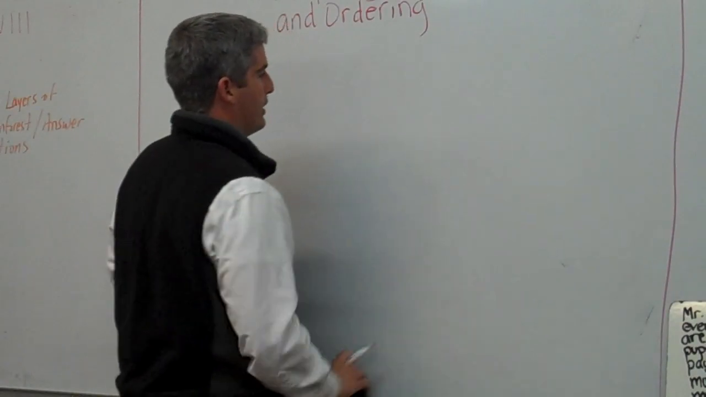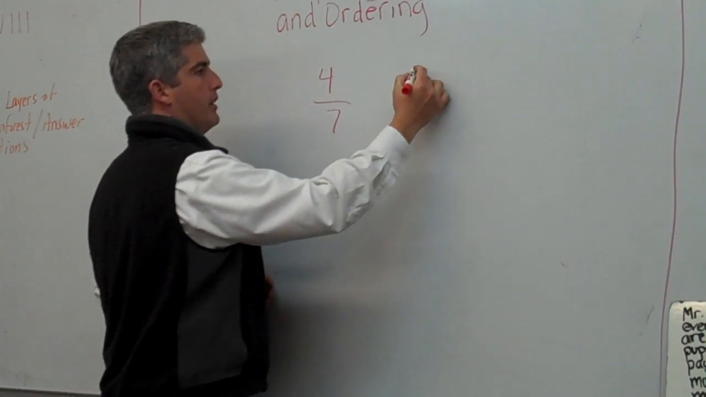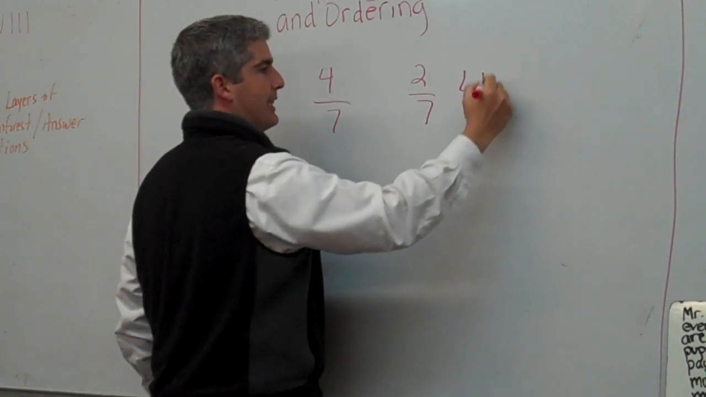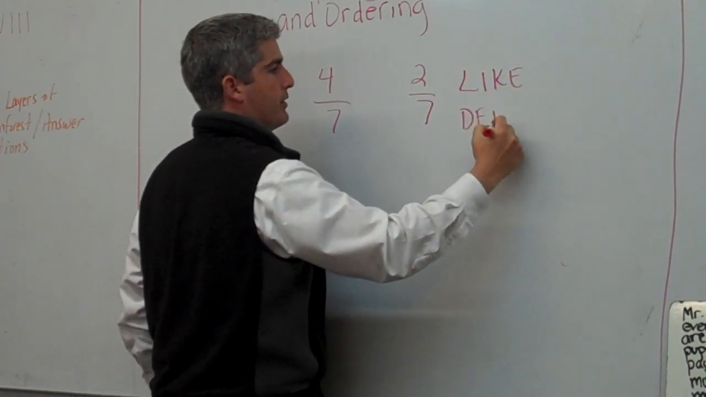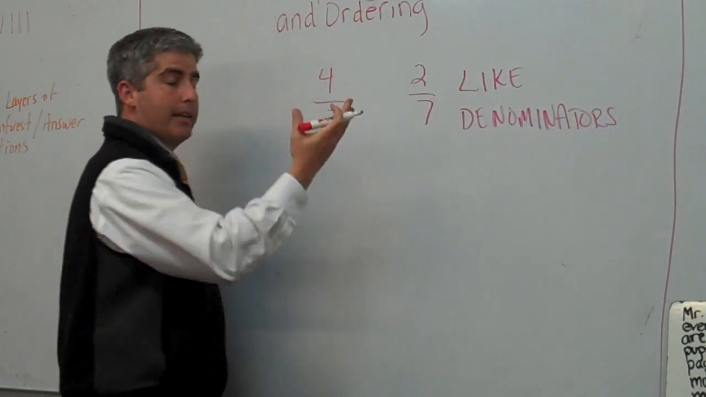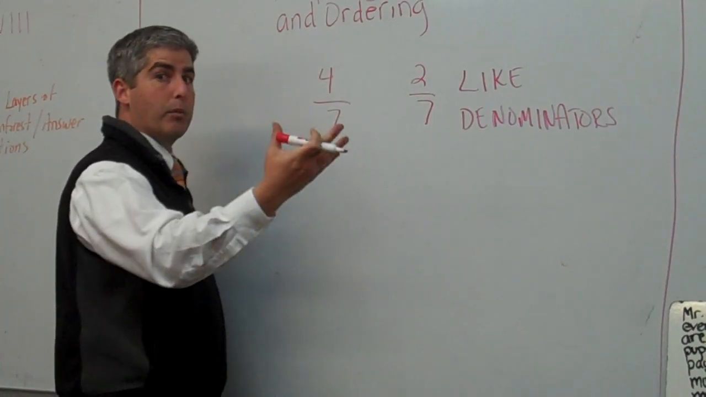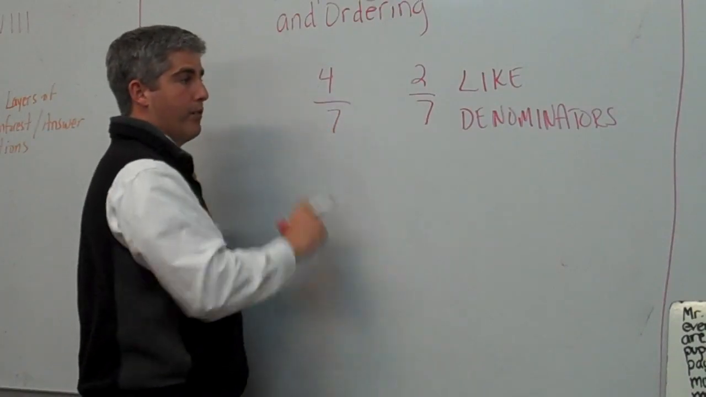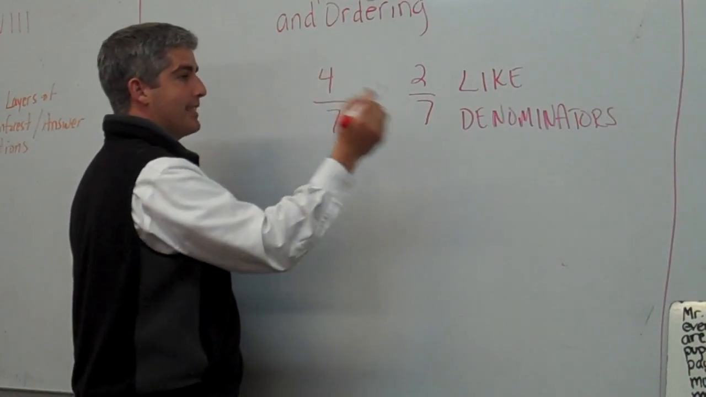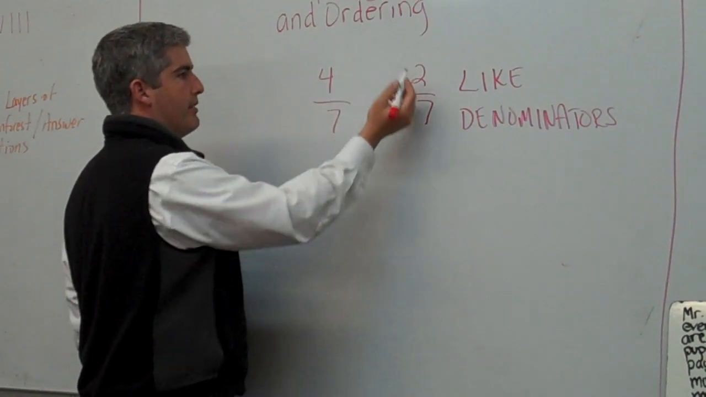Now the other rule that we talked about today, which is actually one of the easier rules of comparing fractions, is if you have fractions that have like denominators, meaning that the denominators are the same. This should make total sense, because if you have a pizza that's cut into 7 slices, and an equal pizza that's cut into 7 slices, if I ate 4 of them, and you ate 2 of them, who ate more? Me. So, with like denominators, the larger numerator is the larger fraction. So 4/7 is greater than 2/7.